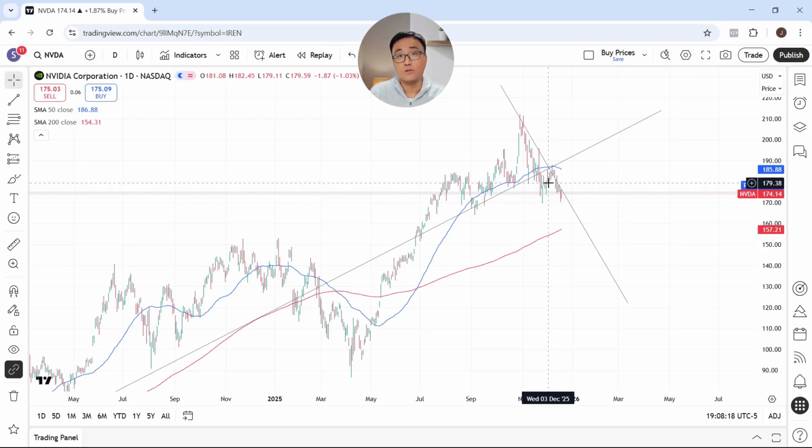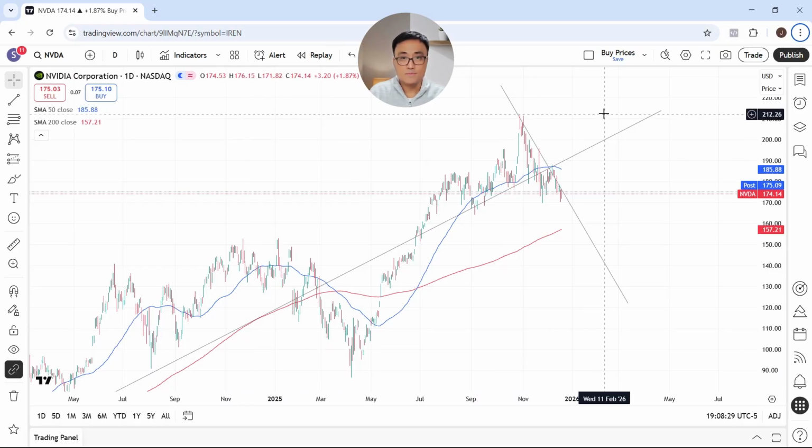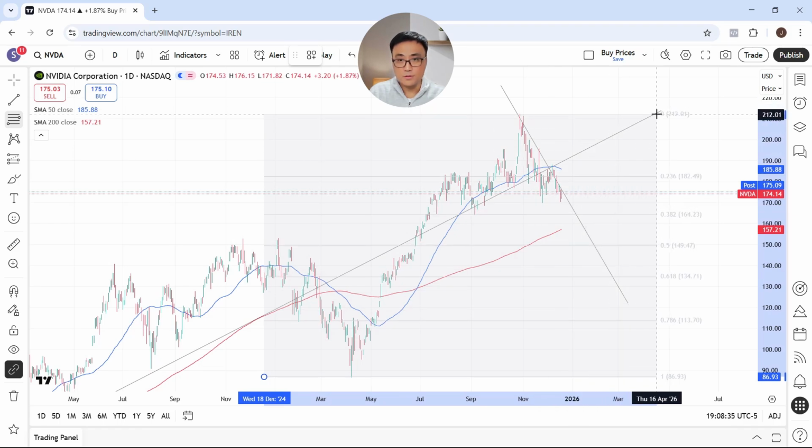I want to find a lower buy price that's safer. Fib retracement is a good tool to use. And the way you do it is you start from the bottom and go to the high points. Draw from here up to here.